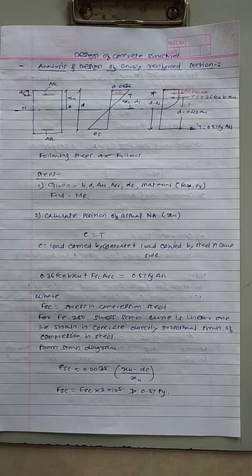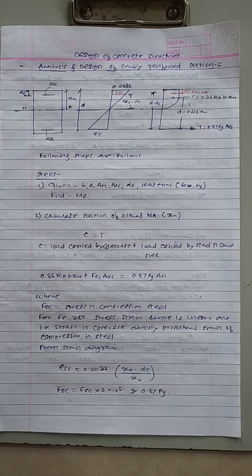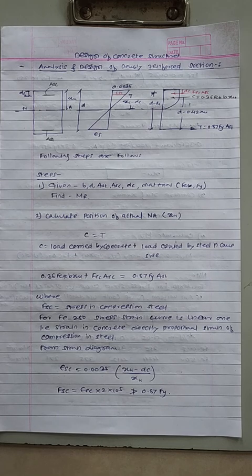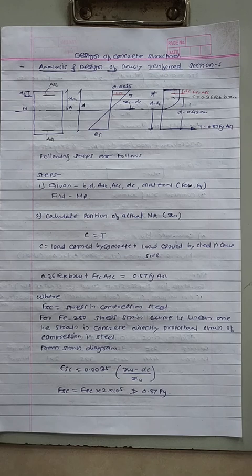In this lecture, we study the design of a doubly reinforced beam. First of all, what is meant by a doubly reinforced beam? When steel is provided on the tension side as well as on the compression side, this section is called a doubly reinforced beam.